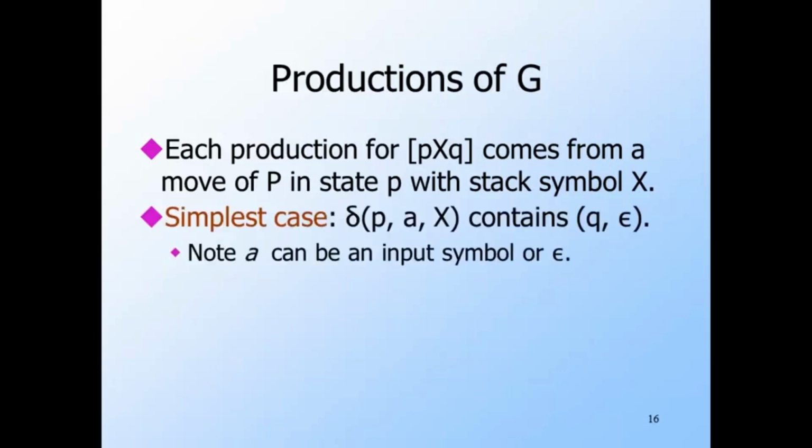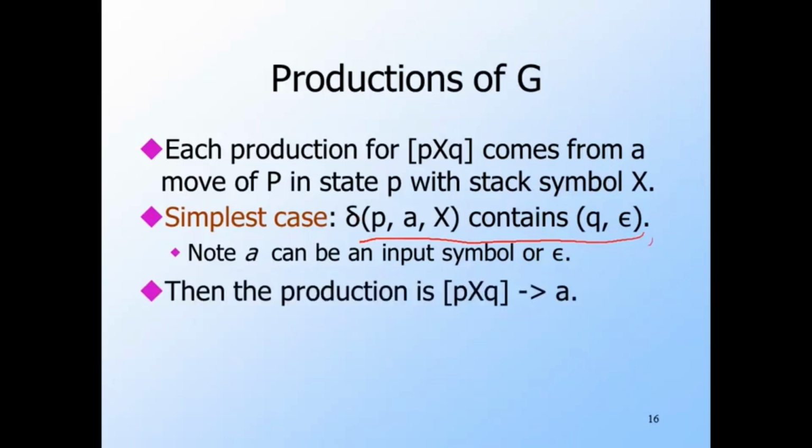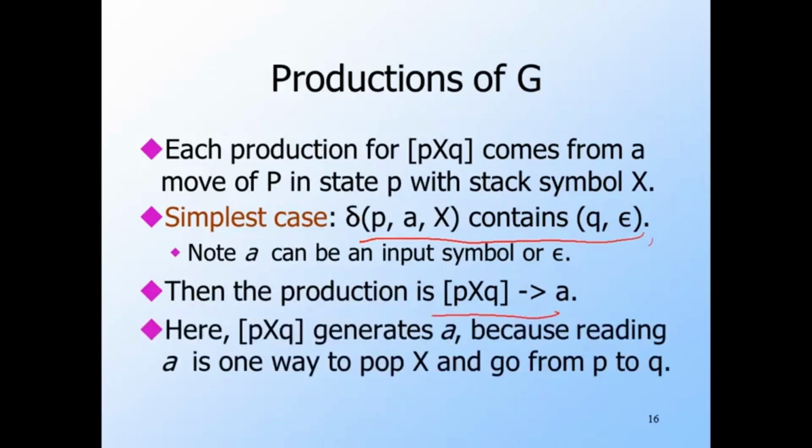The easiest case is that of a rule that says in state P with input A, which could be epsilon or a real symbol, we pop X. That's that. There, X is replaced by 0 symbols. Then there is a production [pXq] goes to A. The reason this is correct is that reading only A is one way to have the net effect of popping X while going from state P to state Q.